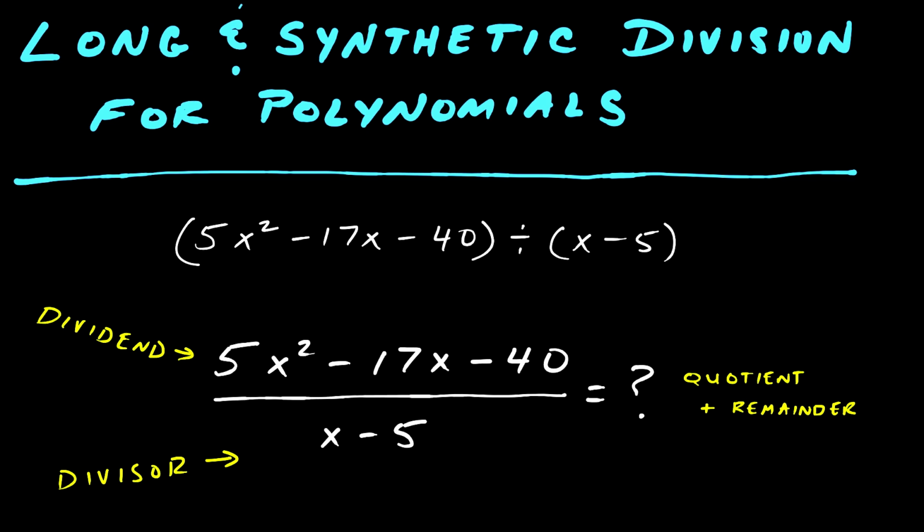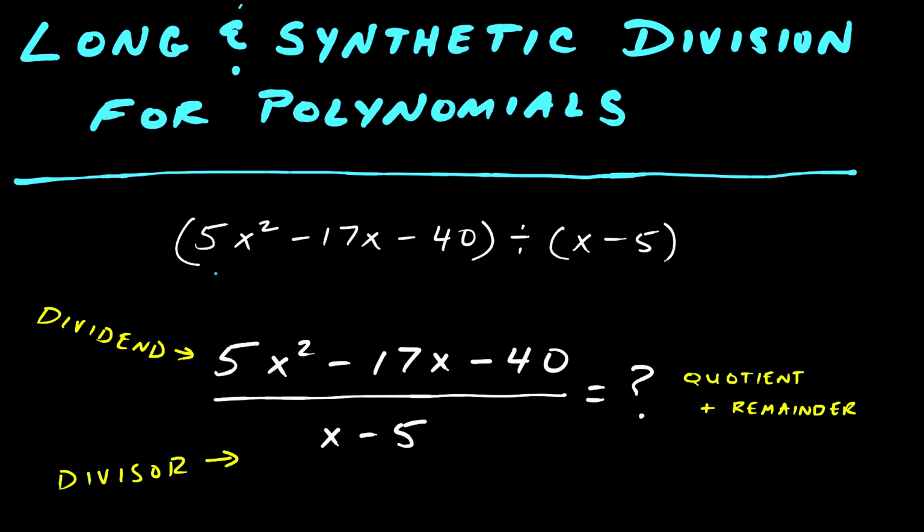In this video, we're going to take a look at long and synthetic division for polynomials. So here's our first example. You can see we have 5x squared minus 17x minus 40, a quadratic, divided by x minus 5, a linear equation. So some things you should know, a little vocabulary.